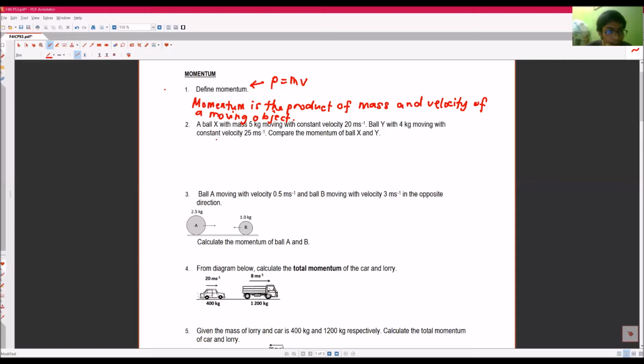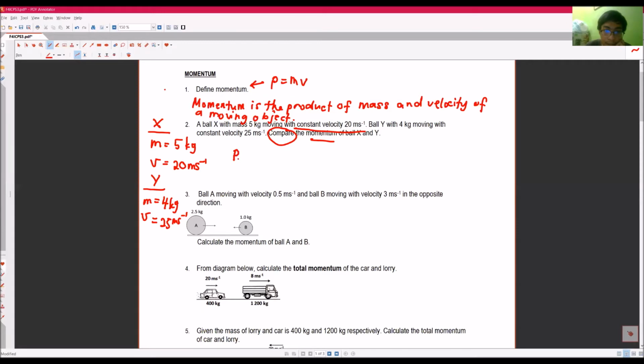Okay, number 2. A ball X with mass 5 kg is moving with constant velocity. So we have mass 5 kg, velocity 20 m s^-1. That is for ball X. Ball Y, mass 4 kg, is moving with constant velocity 25 m s^-1. Compare the momentum of ball X and Y.